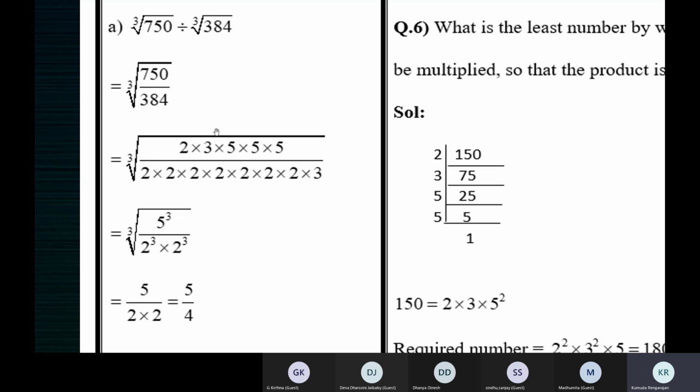Then you can see certain factors get cancelled in the numerator and denominator, and you're left with 5 cubed. Children, I hope we understand that the factors 2 and 3 in the numerator and in the denominator get cancelled. So you're left only with 3 fives and 6 twos, which we have written as 2 cubed. These 3 make 2 cubed. Now from 3 fives, one 5 comes out of the cube root, and from these twos, one 2 comes out. So 5 by 4.